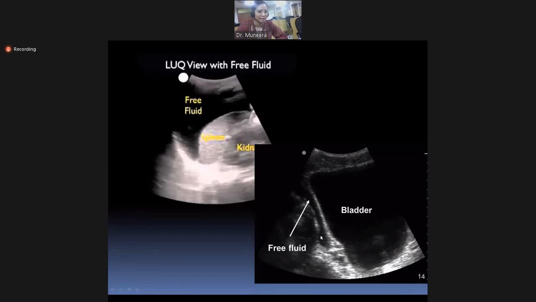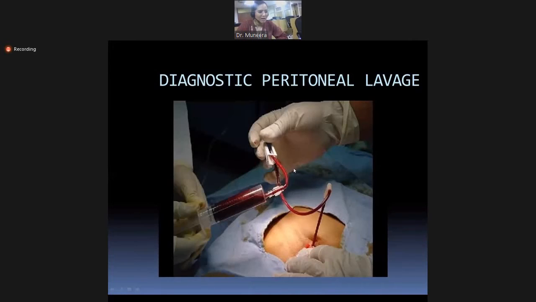Then comes the DPL, which is diagnostic peritoneal lavage. In this, mostly when you have equivocal signs and you're suspecting intra-abdominal injuries, which are not evident on the FAST, not evident on the chest X-ray, and not clear on your serial abdominal physical examination, then you're supposed to go one step ahead. That is the invasive approach.